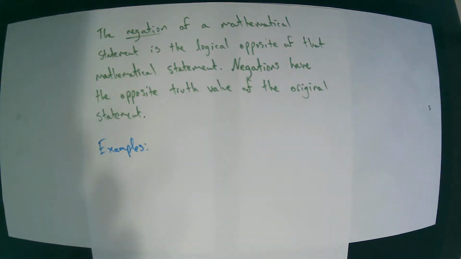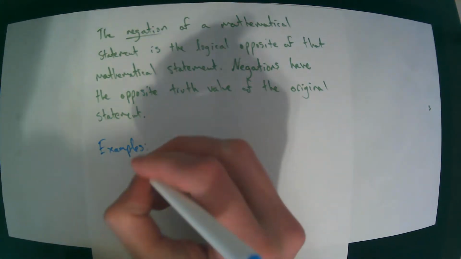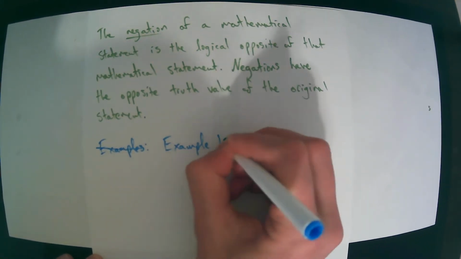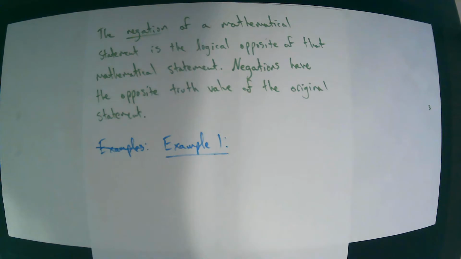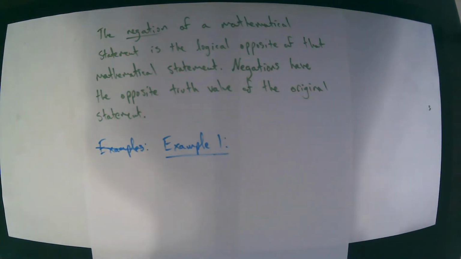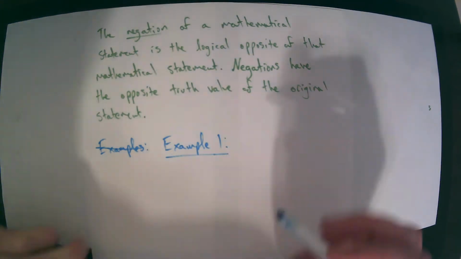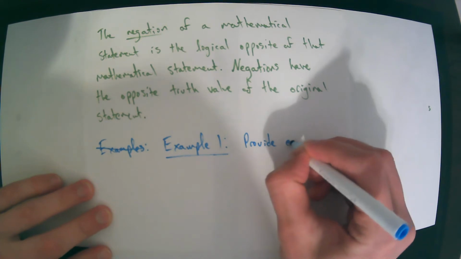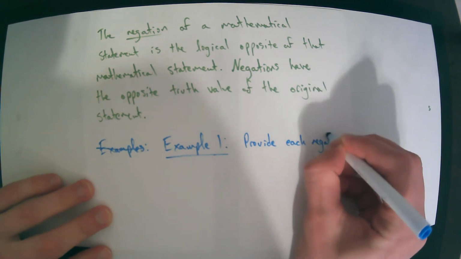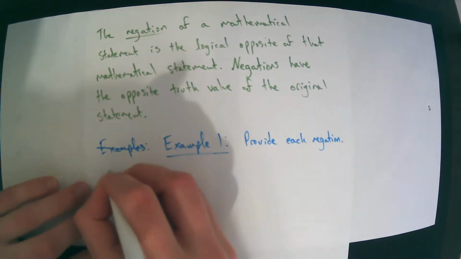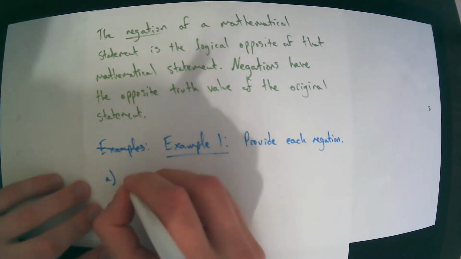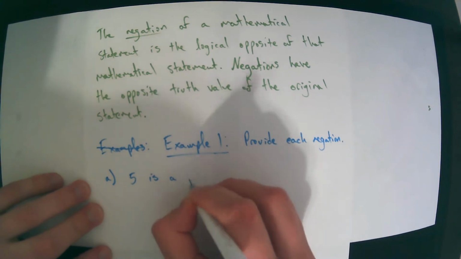So let's see. Example 1, following along with the notes. Given each statement, provide the negation. Okay, part A says that 5 is a prime number.